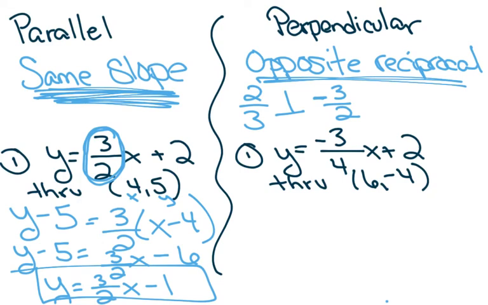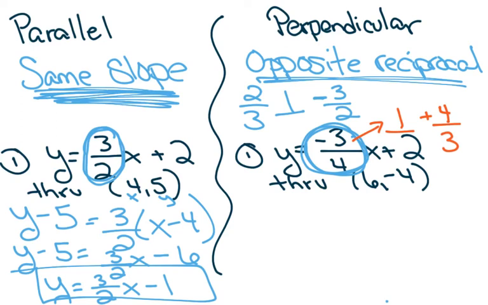All right, so let's try this one. Again, here's our slope. If we were doing parallel, we'd do the same thing. But since we're doing perpendicular, we want to change the sign. So now it's going to be positive. And reciprocal would be 4/3.